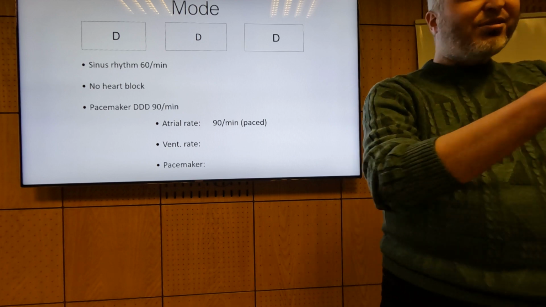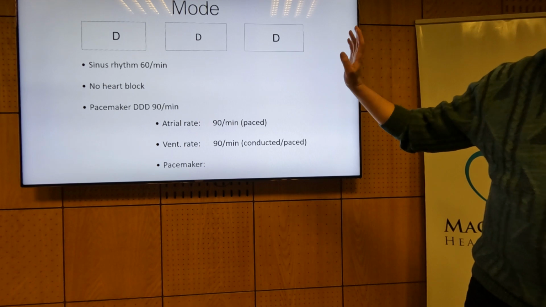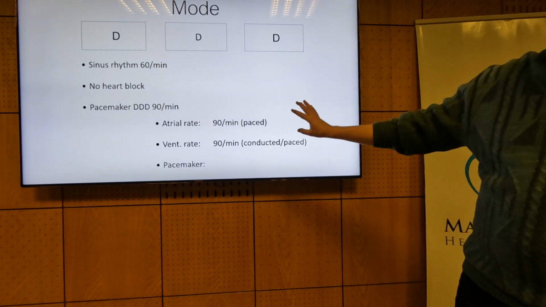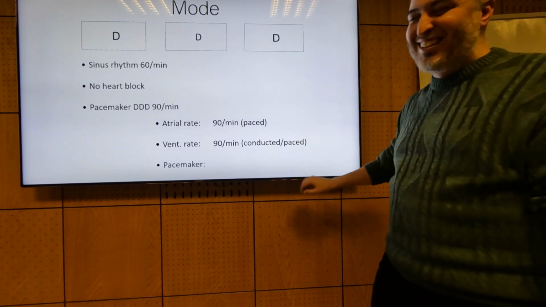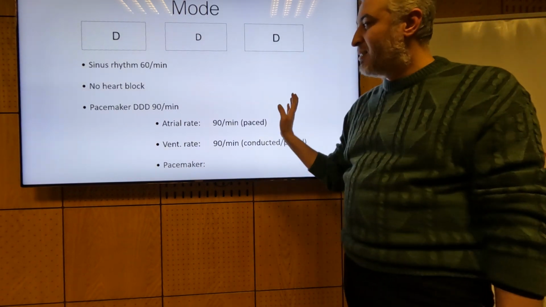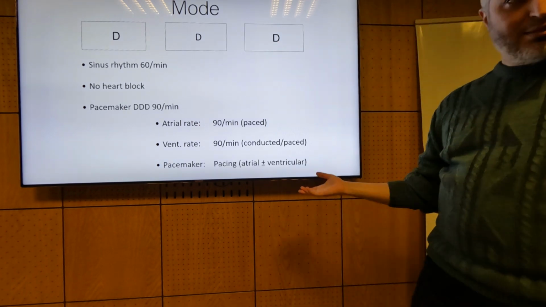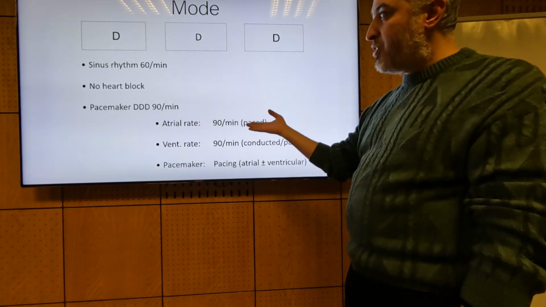AV delay, PR interval, they're exactly the same. Okay, same. Okay, so I'm sorry, you have to adjust the AV delay. What's the pacemaker doing? It's pacing atrial plus or minus ventricle. What did we achieve here?